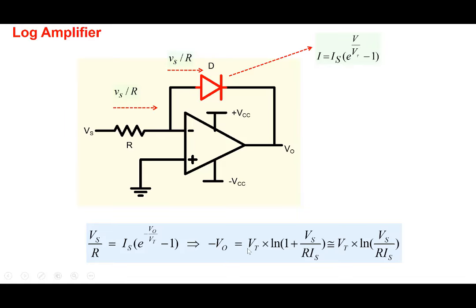So we get minus V0 equal to, note that because the forward bias voltage is minus V0, that's where the minus sign is. So minus V0 is Vt ln of 1 plus Vs by R Is.